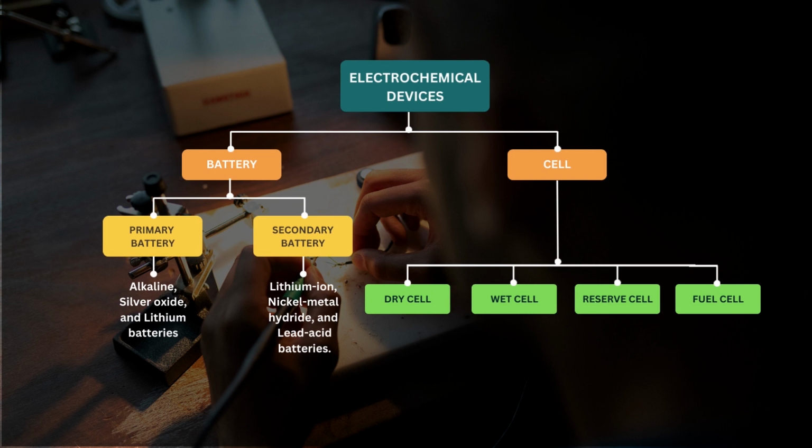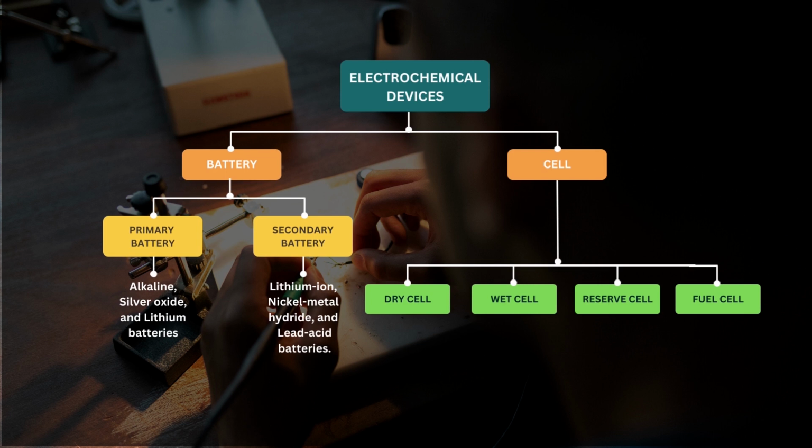First, here the dry cell characteristics. Dry cells are compact and portable electrochemical cells that use a paste or gel-like electrolyte rather than a liquid one. They have a sealed design to prevent leakage. For example, common dry cell batteries include zinc carbon battery and alkaline battery. They are used in various consumer electronics such as flashlights, remote controls and portable devices.